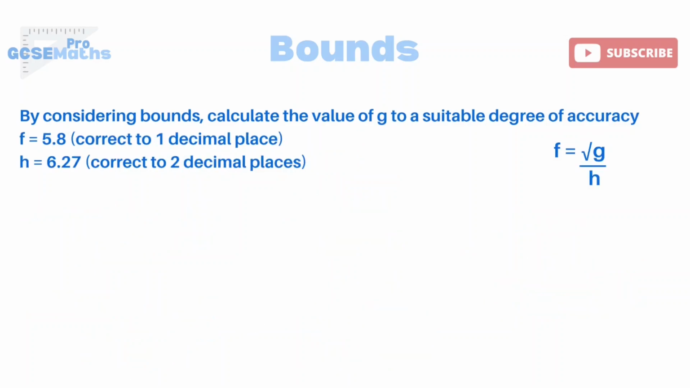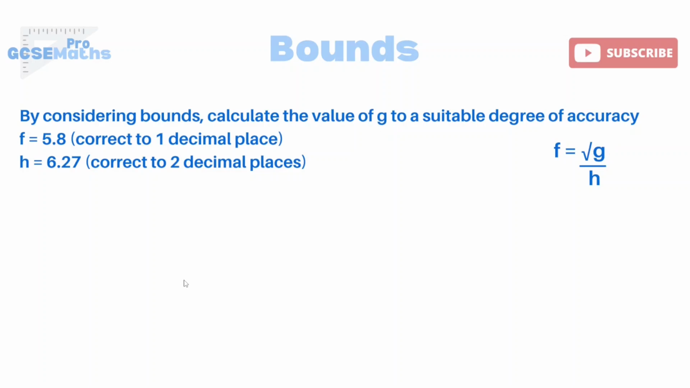So let's look at another one. Now this one's a bit more complicated because before we just had two numbers multiplied. Now we've got some square root, some divide, all of that. And also if we have a read of the question, it says, by considering bounds, calculate the value of g to a suitable degree of accuracy. Now if you have a look, g is not currently the subject of the formula. So they might also do that as well. You might actually have to go into a bit of rearranging and changing the subject first.